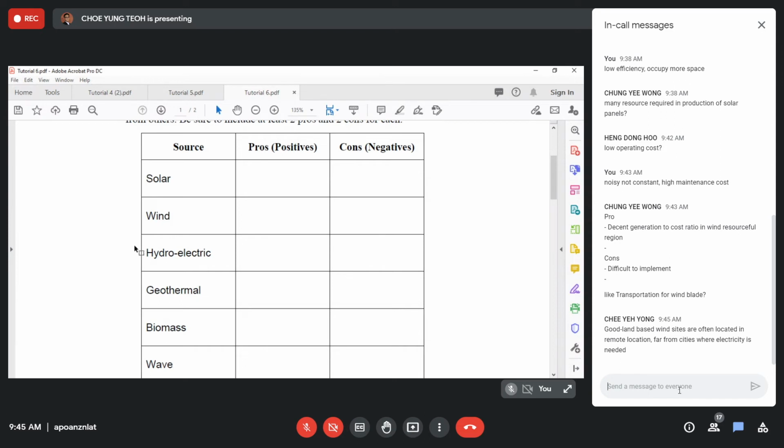Advantage of hydro. Wind, I think enough. We have more than three already for pros and cons.